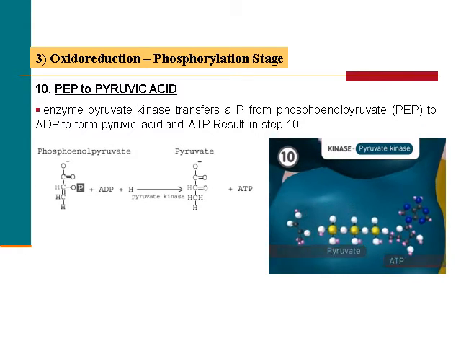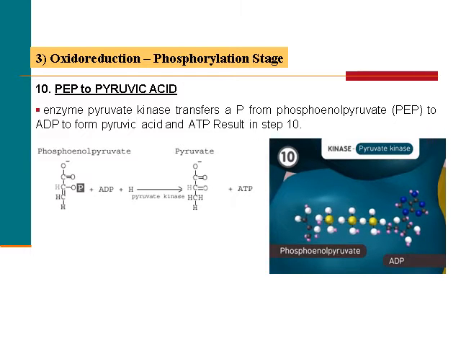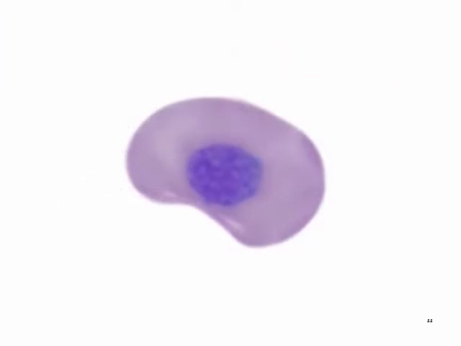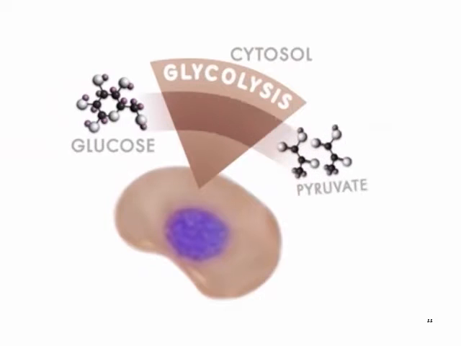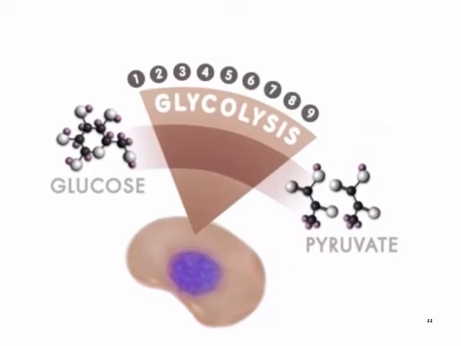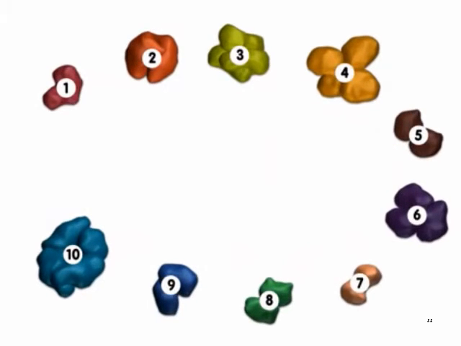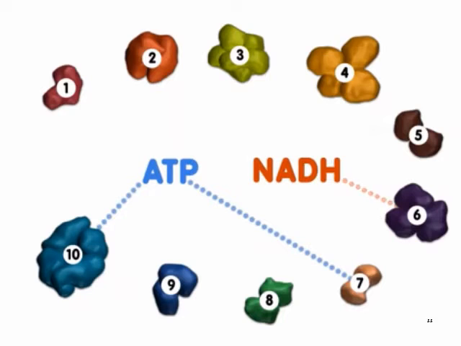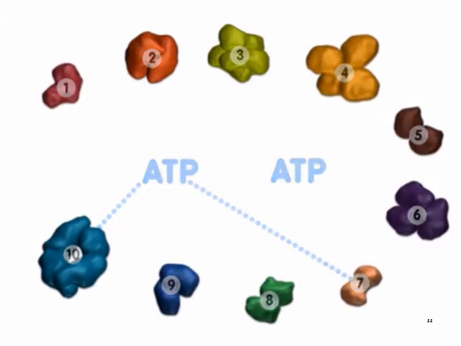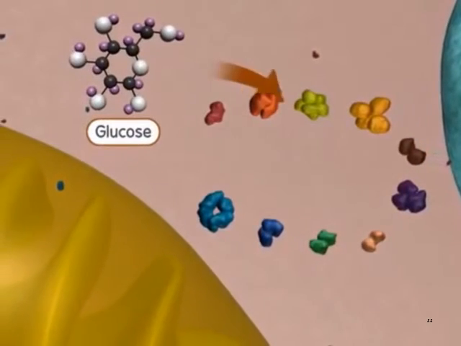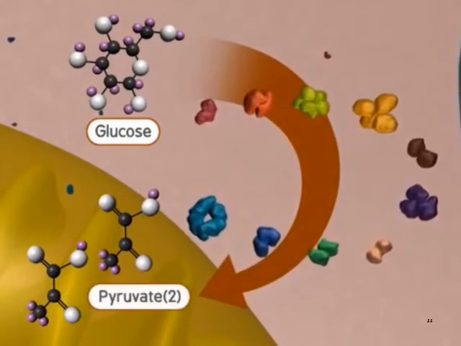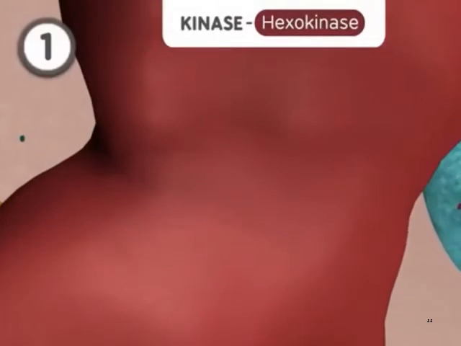So let's take a quick review of all of the reactions. Suppose this is our cell, and in this cell, this part is the cytosol. As you can see, glycolysis occurs from glucose to pyruvate with the help of 10 steps. In these two steps, ATP is formed, and the sixth one is the ATP indication. In this animation, glucose is going into pyruvate. This is the first stage.